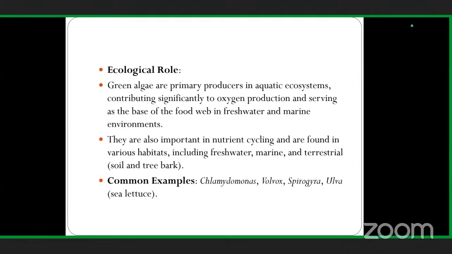They help in the cycling of nutrients and are found in various habitats, including freshwater, marine, and terrestrial, like soil and tree bark. So common examples of this green algae are Chlamydomonas, Volvox, Spirogyra, and Ulva, that is sea lettuce. These are the common examples of green algae, that is Chlorophyceae. So this is all about our class Chlorophyceae.